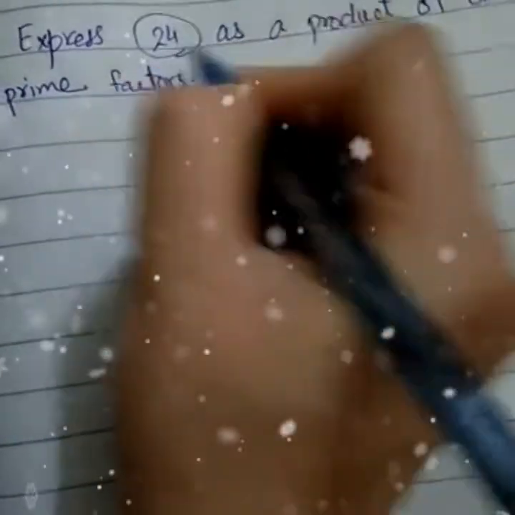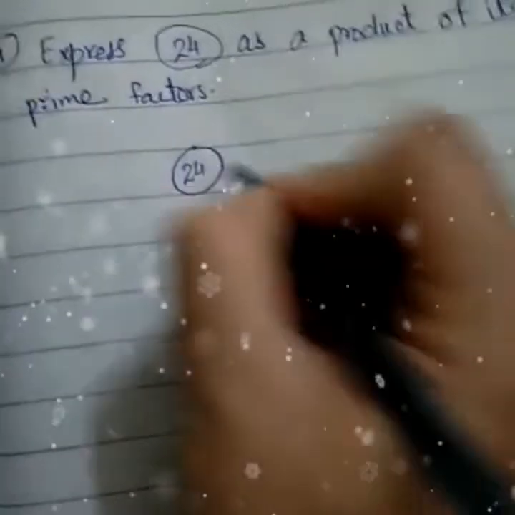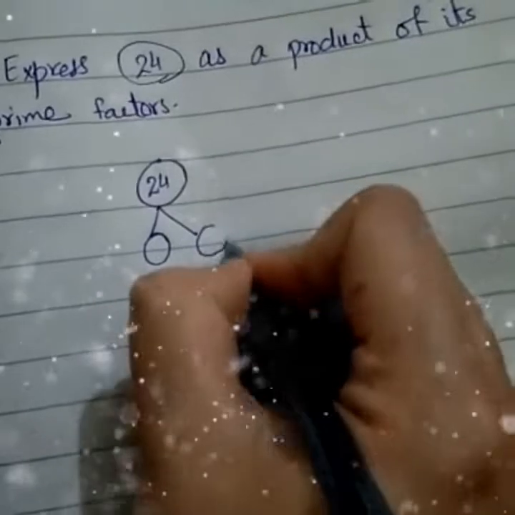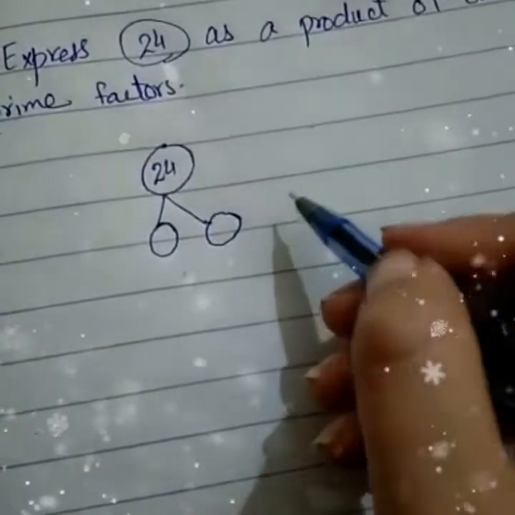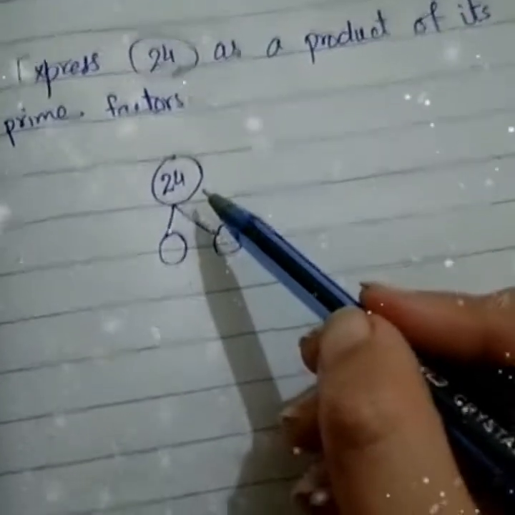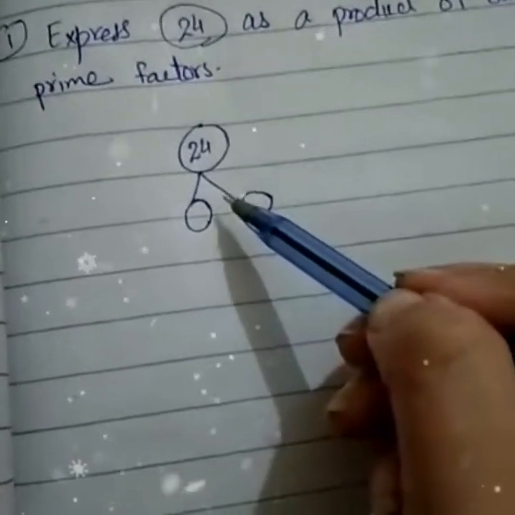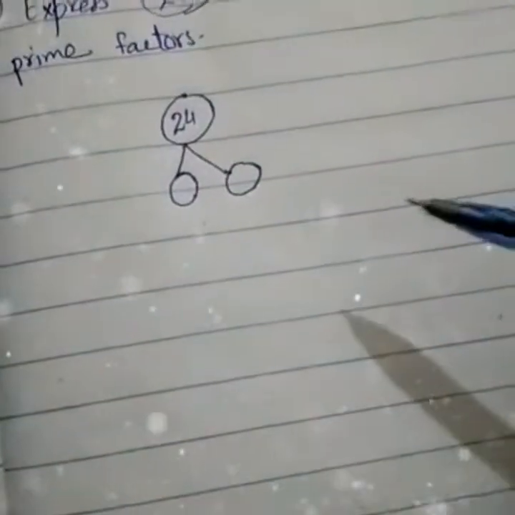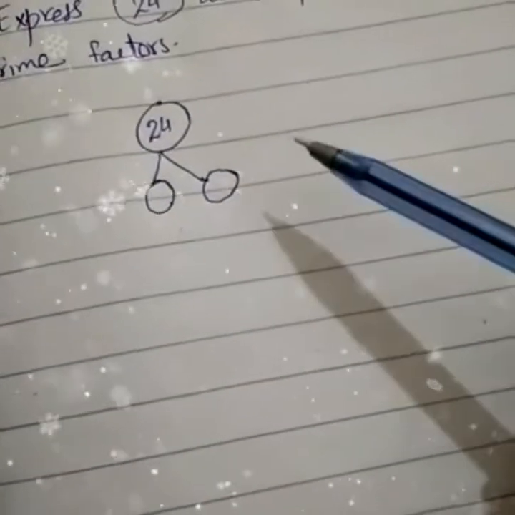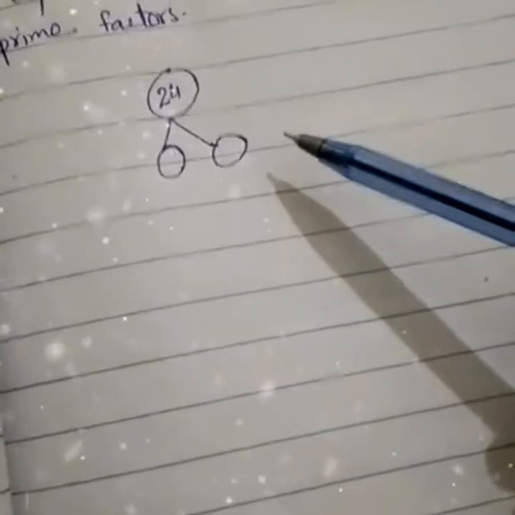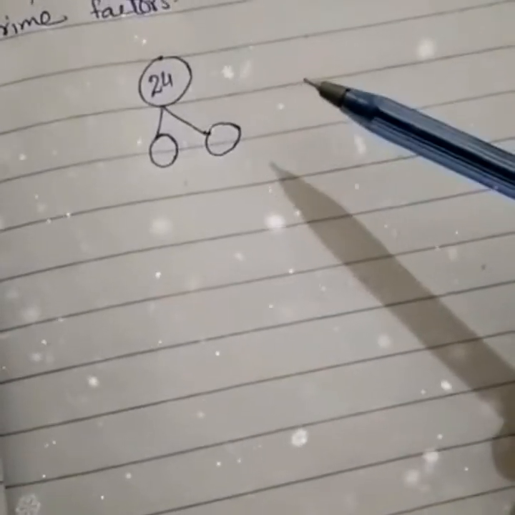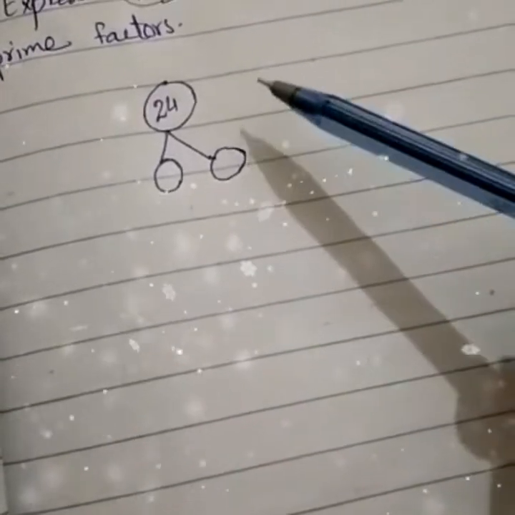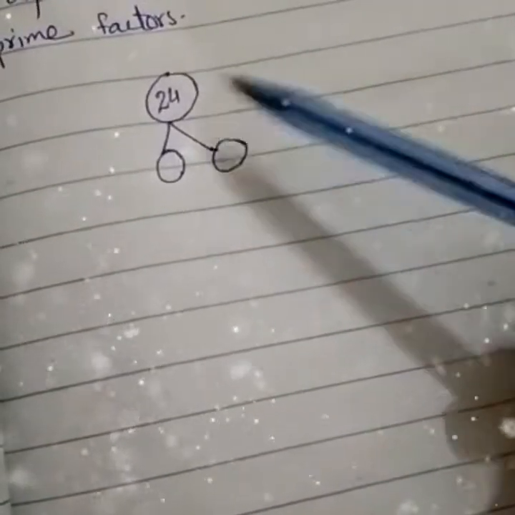From question number 1, we have 24. We are going to find out the prime factors of 24. So that's why we put 24 inside the small tree and make two further branches. Now, at one's place we have 4, and 4 is an even number. So the whole number is divisible by 2.